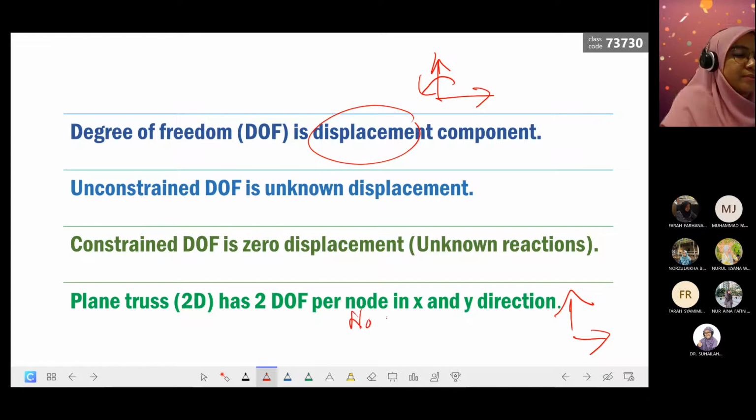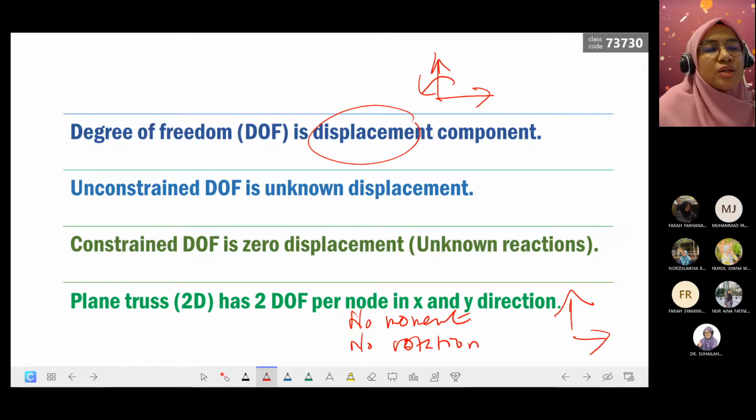That's why we only consider X and Y. No moment, no rotation, so we omit Z direction. So we only consider 2. That's why we have 2 degrees of freedom per node. Means that we have to make sure that each node has 2, 2, 2. If the truss has 3 nodes, there will be 6 degrees of freedom in total.